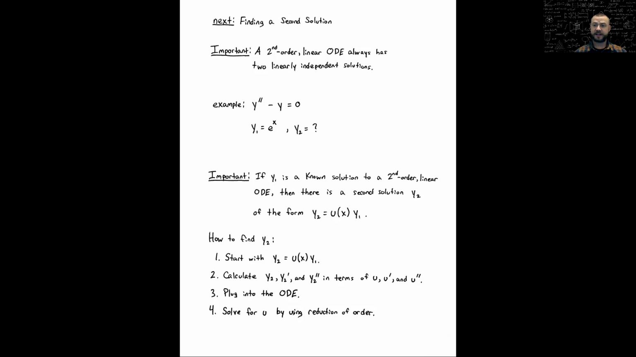All right, we're going to start with the second solution, y2, as a function u of x times y1. Keep in mind, we are supposing we know what y1 is. In the examples, you'd be given y1 already. There's some work here, typically using chain rule and product rules to calculate y2 and its derivatives in terms of u and its derivatives. We're going to plug all those expressions into the ODE and work backwards to solve from that equation for what u of x is, with that technique we briefly introduced called reduction of order.